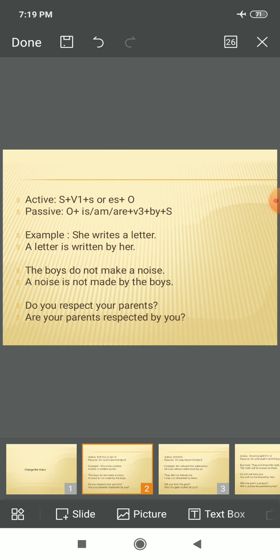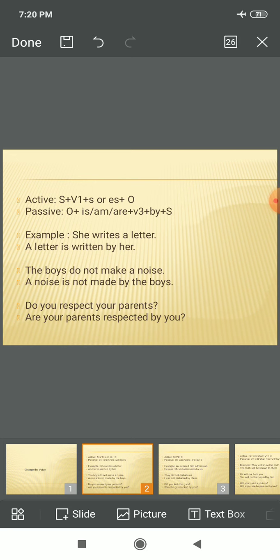So the boys do not make a noise. A noise is the object, obviously that would come in the beginning. Do, does will change into is, am, are, and a noise will be followed by is. A noise is not made by the boys. The boys is the subject of the sentence. It would come at the end, and from make we will convert it into made. That is the third form of verb, right? I hope that's clear.